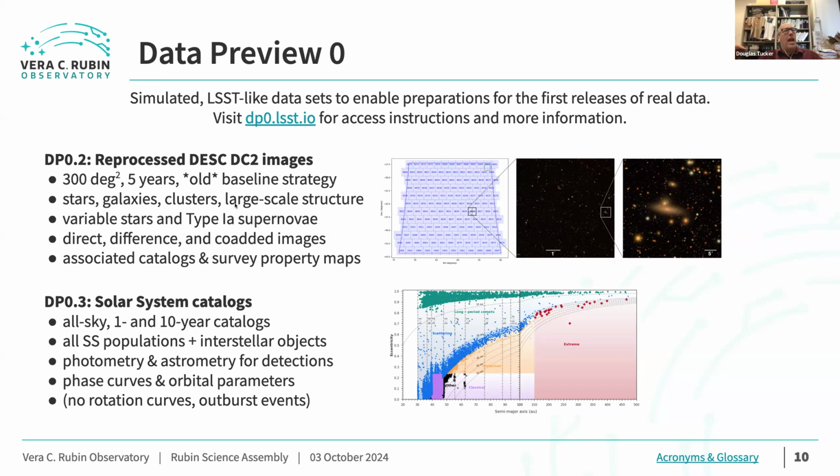It includes stars, galaxies, clusters, large scale structure. It also has variable stars, Type 1a supernovae. Unfortunately, for people who are AGN aficionados, it does not have AGN, but there are efforts by the AGN working group to do insertions of AGN into the simulations, and there are other similar things. It is composed of direct images, difference images, and co-added images, and their associated catalogs and survey property maps.